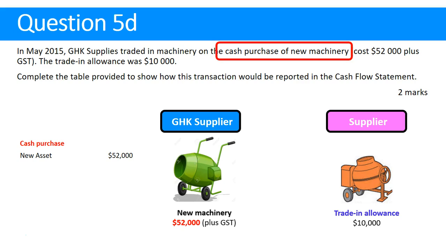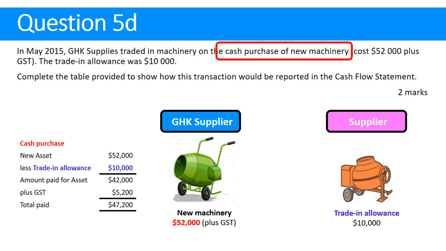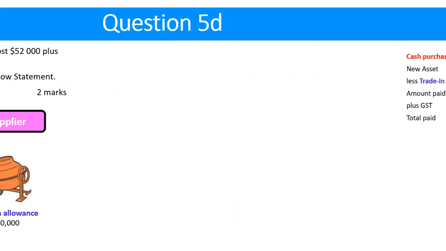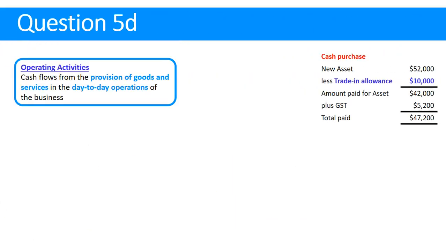Well, we're going to buy a new asset for $52,000, but we'll take out the trade-in we're going to get for $10,000, which means we're going to pay $42,000 for the new machinery, plus the GST. Now the GST will be the full 10% of $52,000, so that's $5,200, and that means we're going to pay a total of $47,200. So that's the number we want to balance to. Whatever answer we write, we want to make sure we're only going to have total cash paid of $47,200.